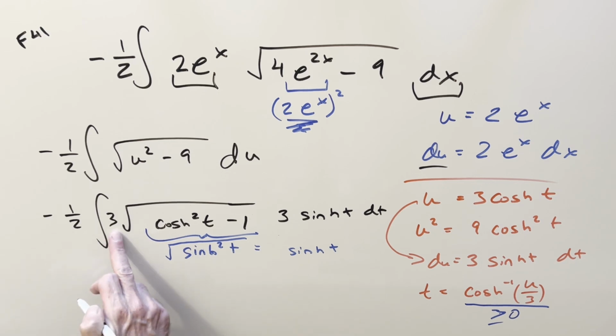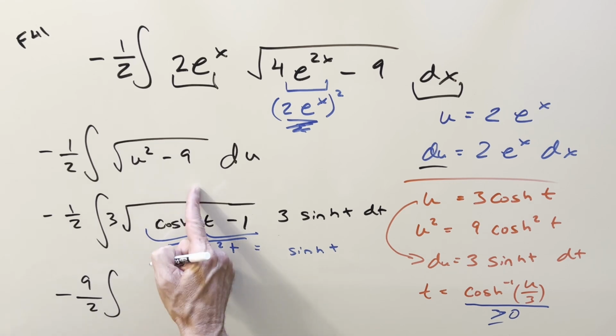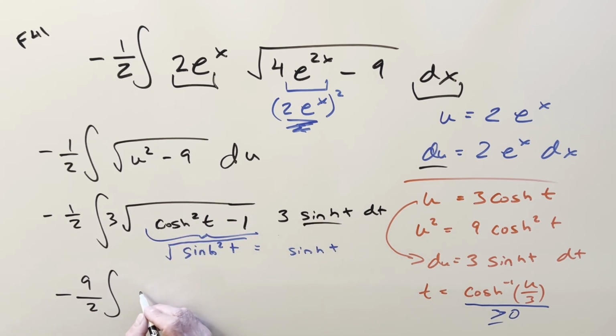So we'll bring the constants out front. 3 times 3, 9 times this is going to be minus 9 over 2. This is sinh of t and this is sinh of t, so we end up with sinh squared of t. And then on this thing here, we can use the power reduction, really similar to the power reduction on sine, just it has a different sign on it.